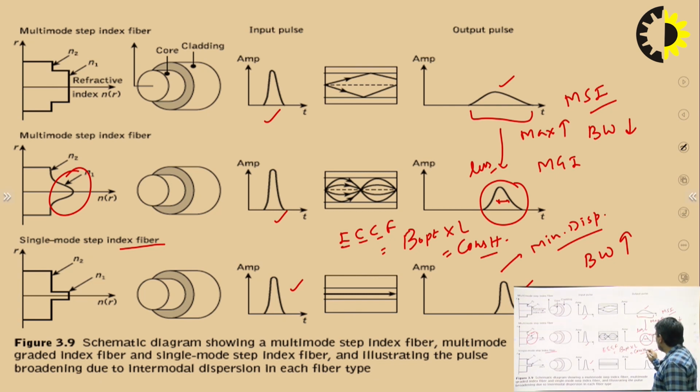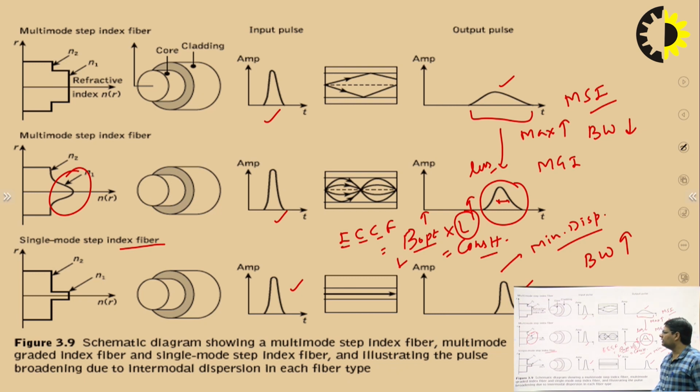If we operate a fiber for a lower length, then the bandwidth availability will be more, and if a fiber is operated for a long distance, then the bandwidth availability will be reduced. That is, the bandwidth into length product for any fiber is a constant, and this is termed as the information carrying capacity of the fiber.